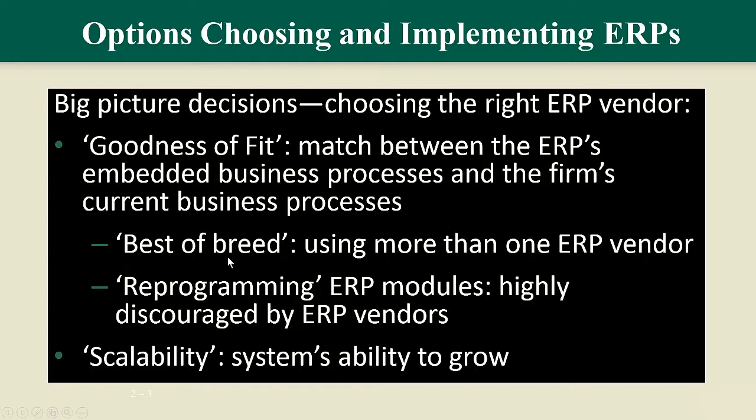For example, with HR, PeopleSoft is considered best of breed. With manufacturing, SAP is considered best of breed. So if you're a service company, you would probably go with PeopleSoft over SAP. One thing you want to avoid is reprogramming. If the split between your business processes and the ERP business processes is so great that reprogramming is required, then you need to consider a different ERP vendor with similar business processes to yours.